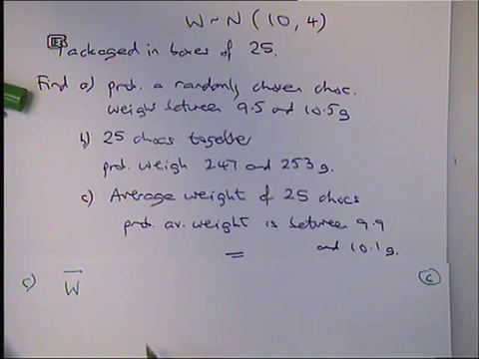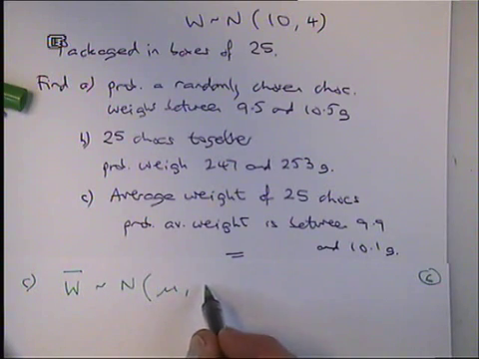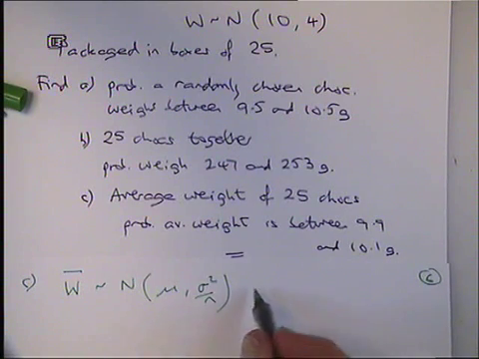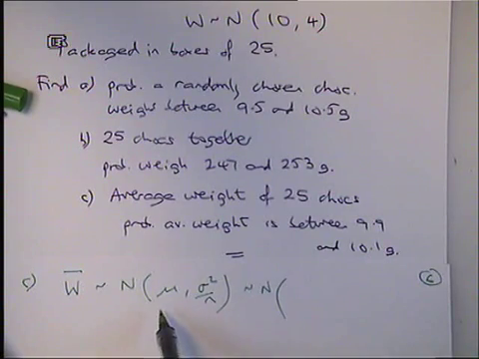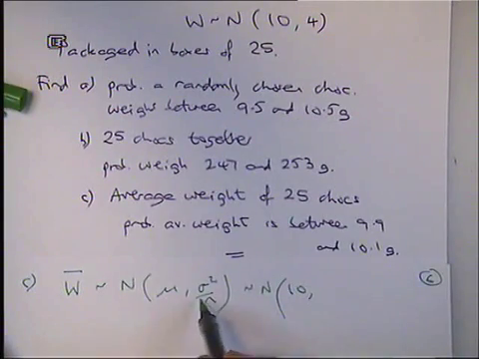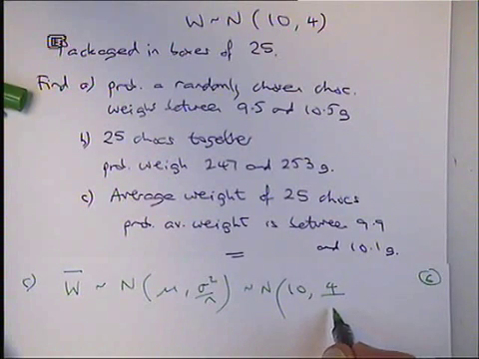This is where the central limit theorem comes in. How will W bar be distributed? Central limit theorem says mu and sigma squared over n. Yeah, that's right. So that will be how the mean of the sample is distributed. So here it's going to be normal. Mu is going to be 10. And the variance is going to be sigma squared, which was 4, over the size of our sample, 25.